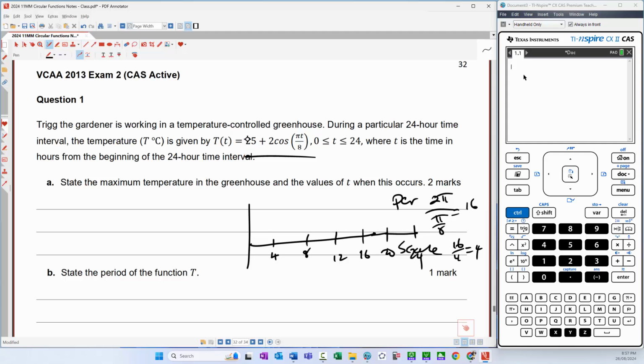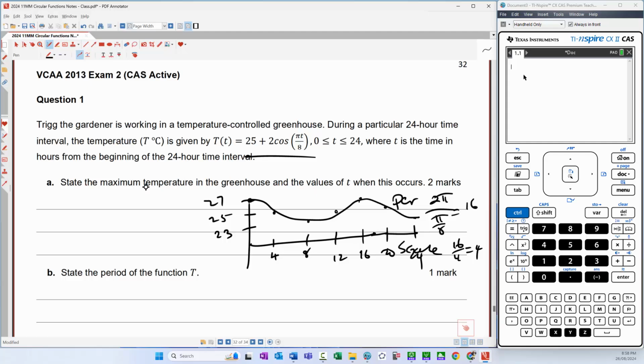Okay, now it's 25 up, goes to 27 as its max, 23 as its min. So it's standard cosine. So cosine starts high, it's going to go mid, low, mid, high, and then it's going to go mid, low. So there is the temperature of the greenhouse.